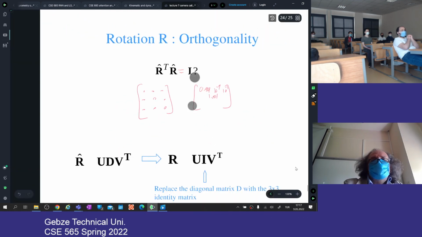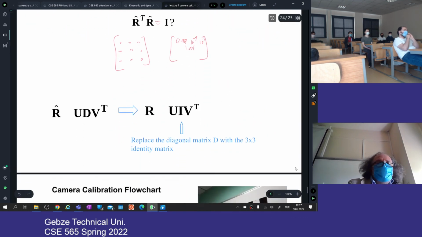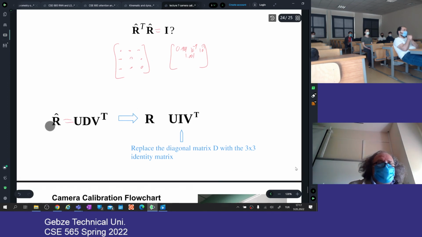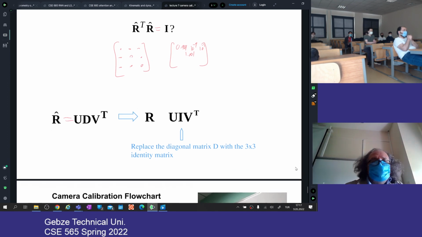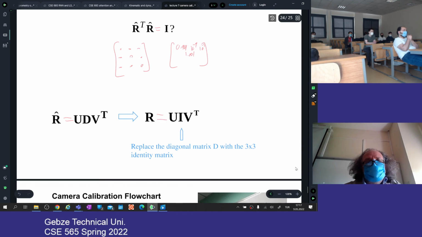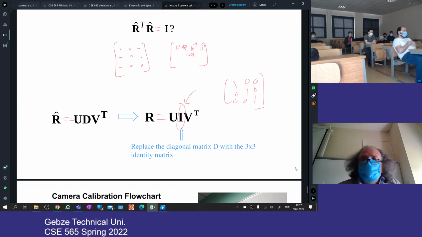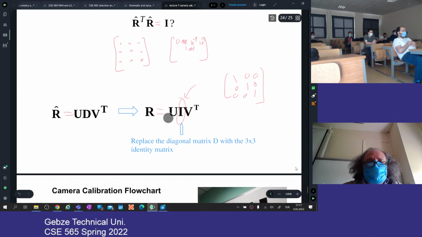So what you're going to do is the singular value decomposition of the matrix that you have obtained. Singular value decomposition says that if you have an orthogonal matrix, your diagonal matrix should be 1, 1, 1, and 0 elsewhere. So just replace whatever you get from the singular value decomposition with this identity matrix and multiply it together and make a new R.